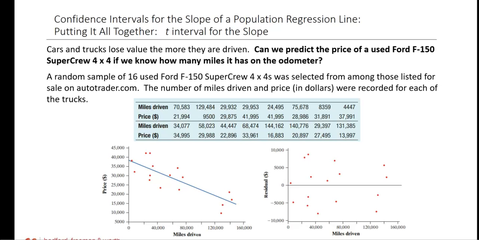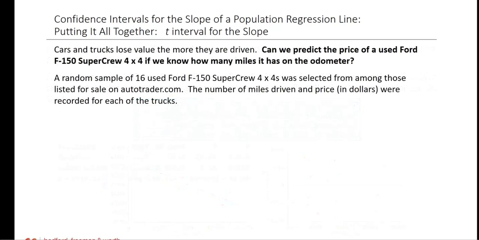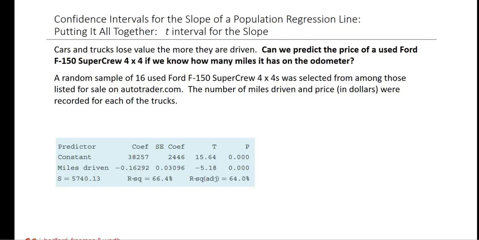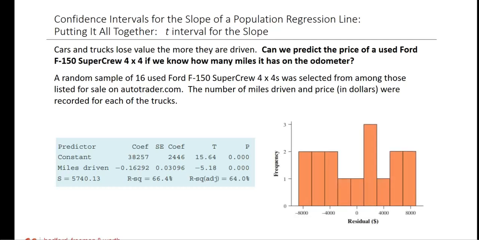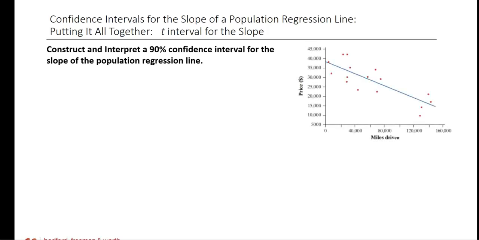You look at the scatter plot of the residuals, somewhat scattered there. And I love that they gave you this, so we don't have to type the data in our calculator because they gave us all this information, which is super nice. And they even gave us a graph of the residuals, right? Construct and interpret a 90% confidence interval for the slope of the regression line.